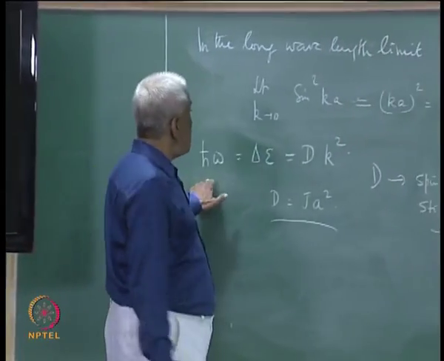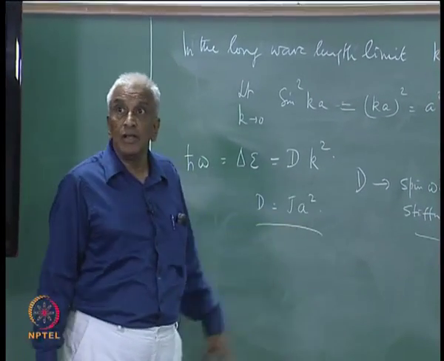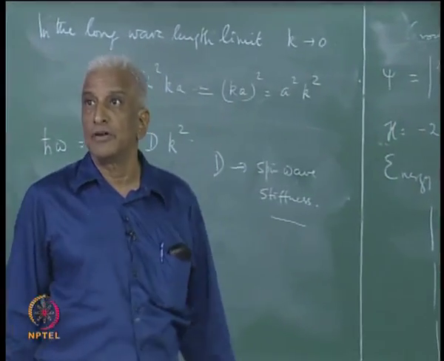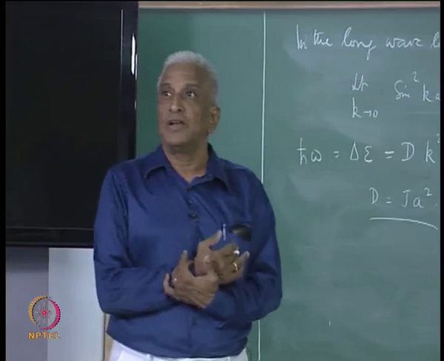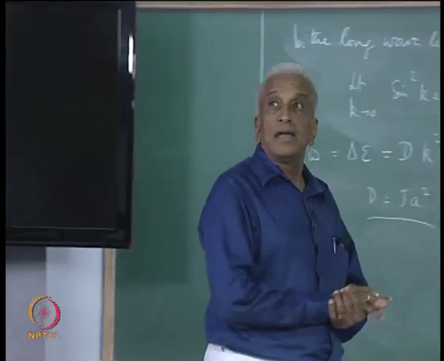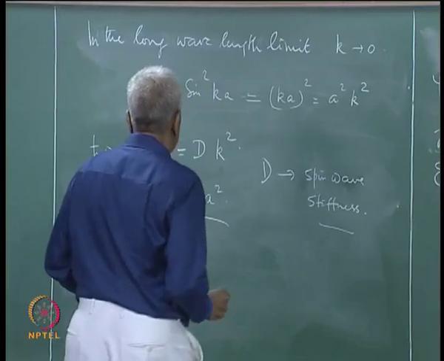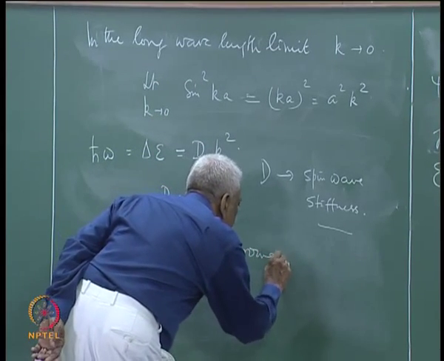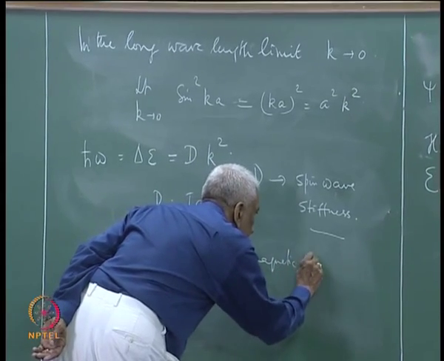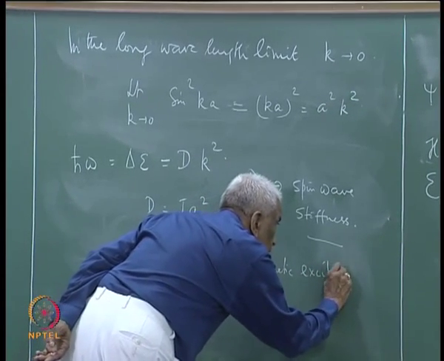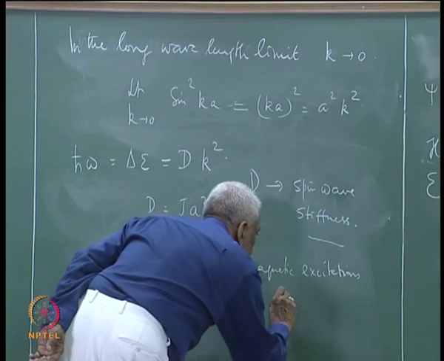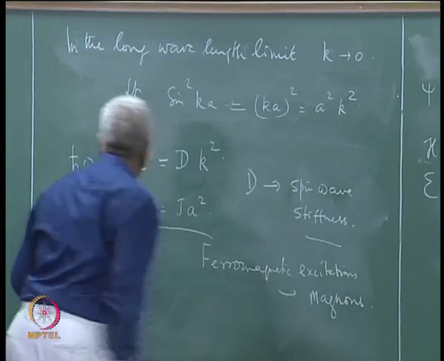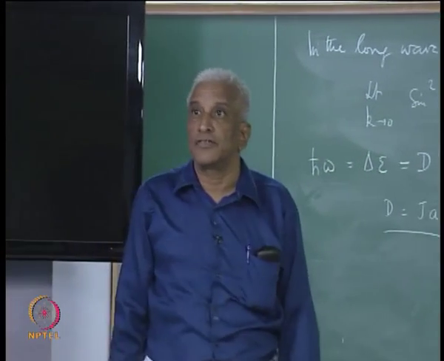Now, we have the spin wave dispersion equation in which the omega is a quadratic function, not a linear function. So, we have a quadratic dispersion relation for the ferromagnetic excitations. These excitations are known as Magnons, and this is known as the Magnon dispersion relationship.